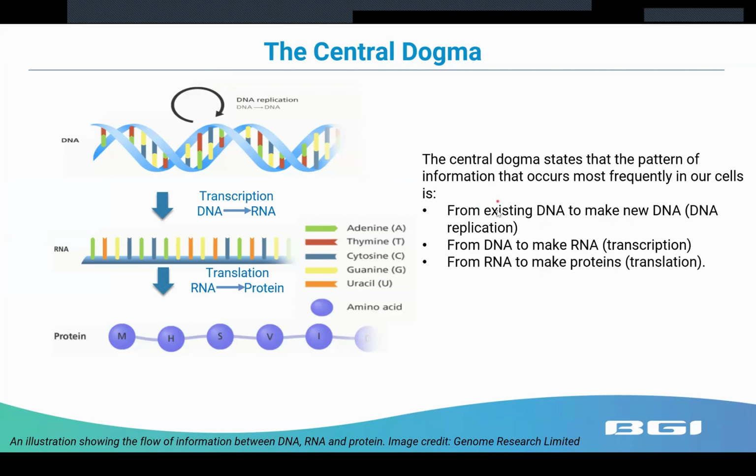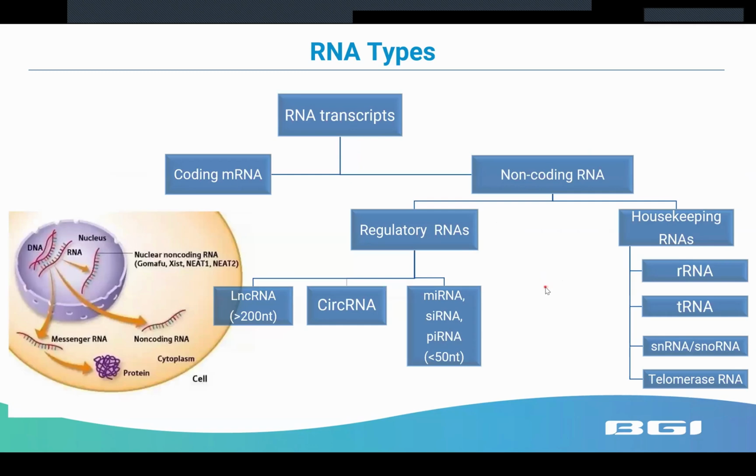The central dogma. From existing DNA to make new DNA is DNA replication. From DNA to make RNA is transcription. And from RNA to make protein is translation. The RNA transcripts are divided into 2 types, coding mRNA and non-coding RNA. The non-coding RNA is divided into regulatory RNAs and housekeeping RNAs. With different lengths of the regulatory RNA, the long non-coding RNA is normally above 100 nucleotides long, and the small RNAs are less than 50 nucleotides.